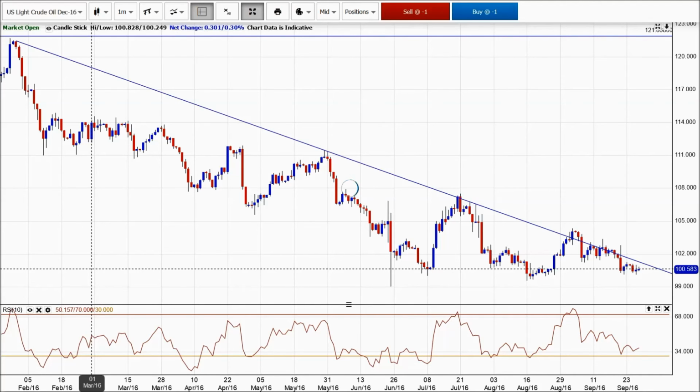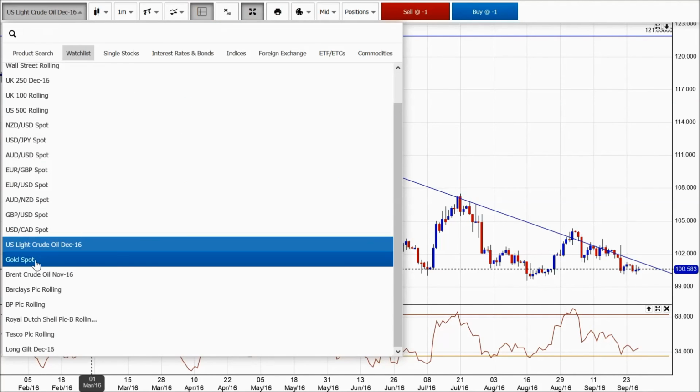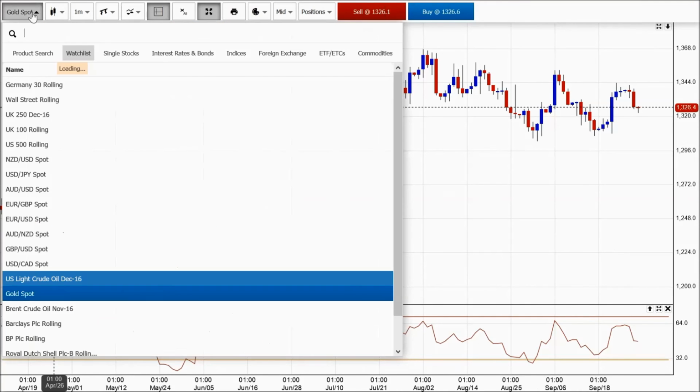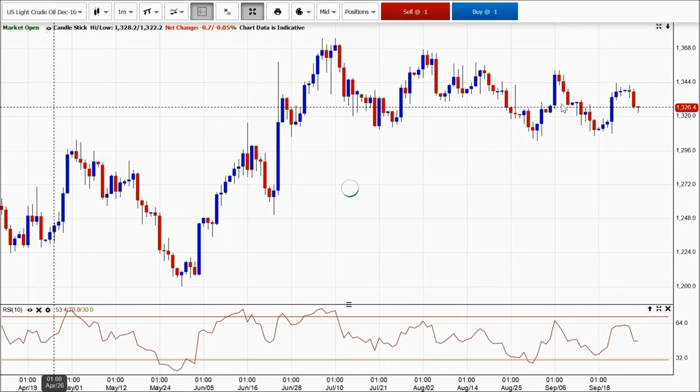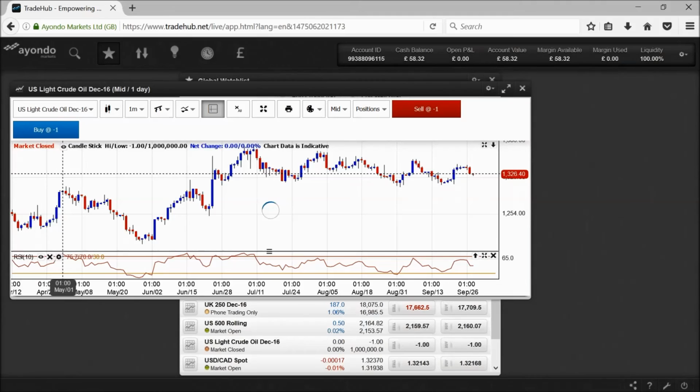Hang on a second. I think I've clicked on the wrong thing now. Let's just bring up gold and flip back to oil. Maybe because the contract's expiring. Brent crude oil. Let's see. It's not coming up, is it? That's not oil. Not at $1,300.